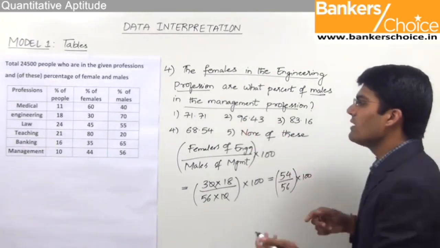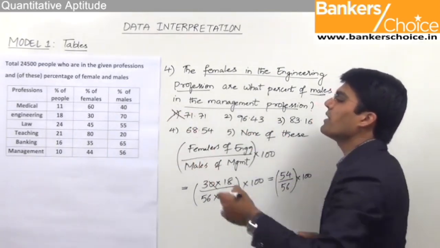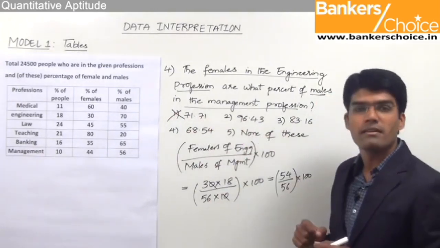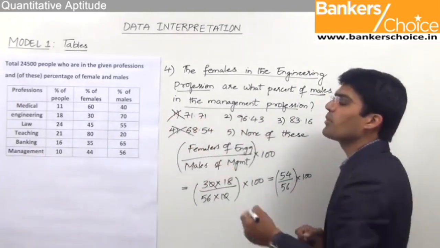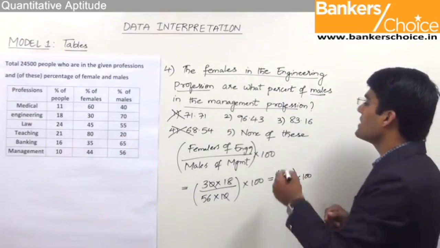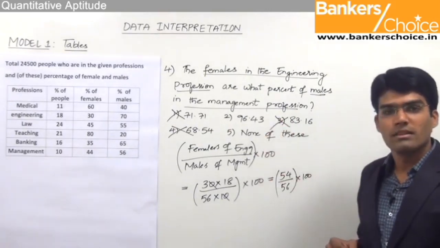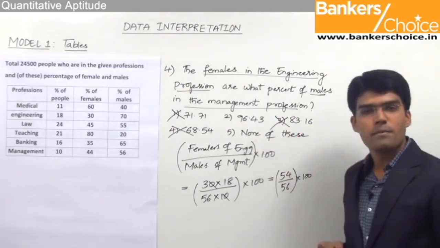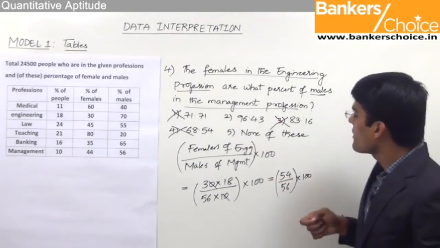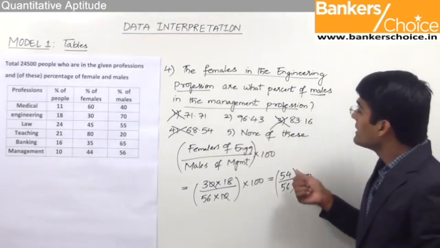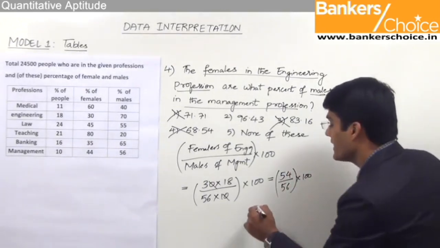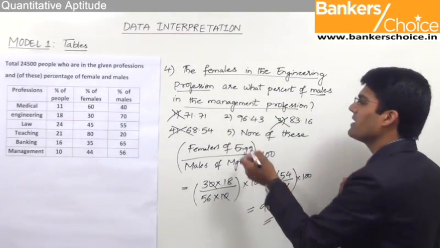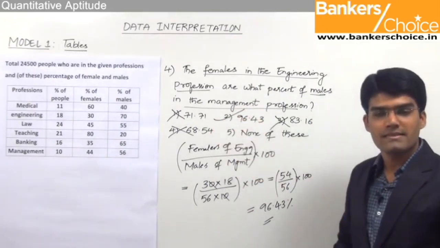If you look at the options, no way first option 71.71 is correct. Why? Because answer should be close to 100%. This is far away from 100. Even fourth option 68.54 would be wrong. And third option 83.16 is also wrong. The possible answers here are either second option 96.43 or the fifth option none of this. Now if we try to go for a precise calculation, we find that 96.43 would be correct. So we can say that the answer here is 96.43%. So upon simplification we say second option is the correct answer.